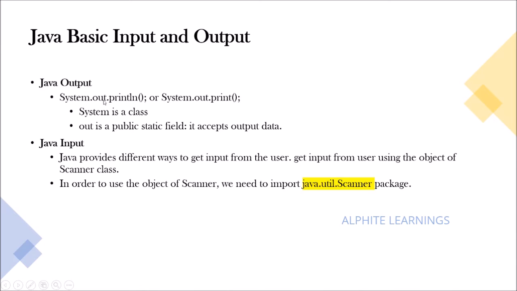So what this out means is, it is typically showing the output to the user. It is not taking a value inside, it is mainly used to display the output. Here System is a class. Okay, out is a public static field, which means it is a variable.